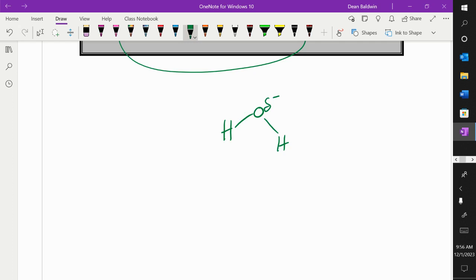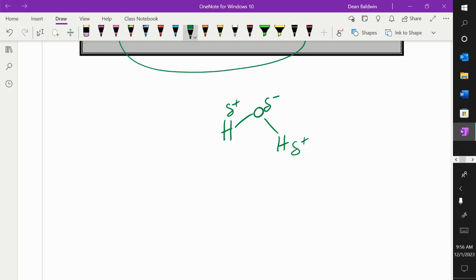So you don't need to worry about the symbol. This means a partial negative charge is on oxygen. And because you pulled electron density away from the hydrogens, you get a partial positive charge. This phenomenon is the reason we have life on Earth.